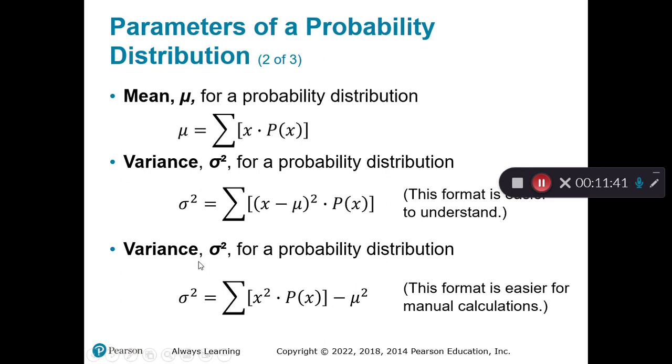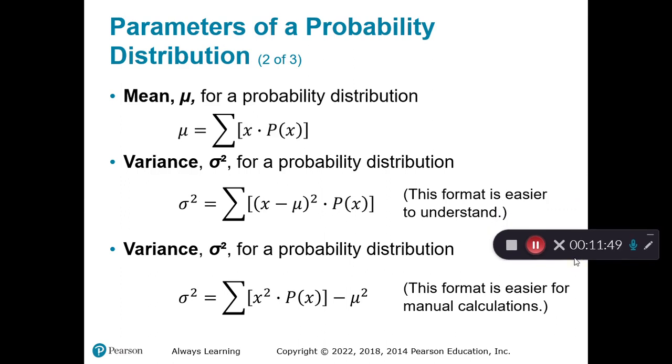Variance can be found with two different formulas. They yield the same results. One formula makes it a little bit easier to understand conceptually what's happening, and the other is going to make it a little bit easier to apply to manual calculations. Let's look at the first way of calculating variance.